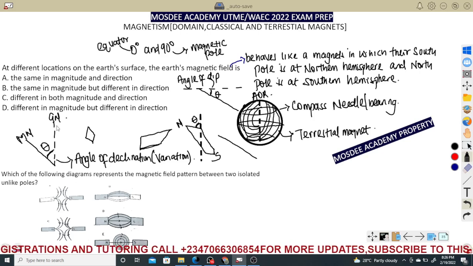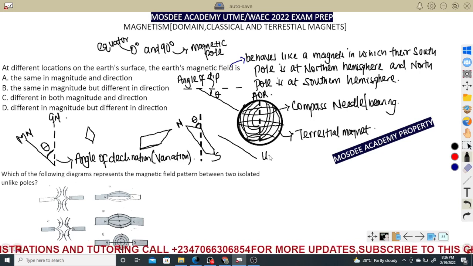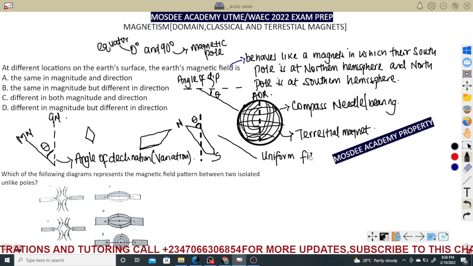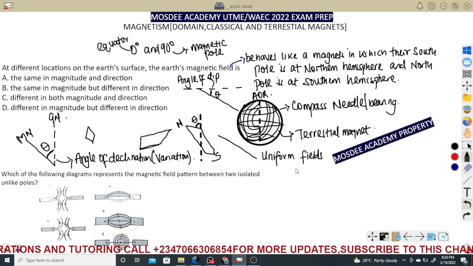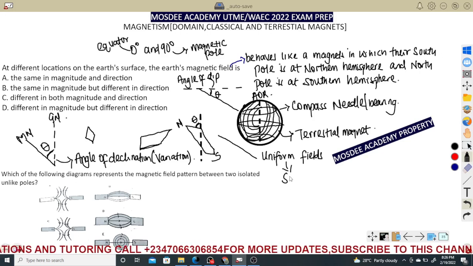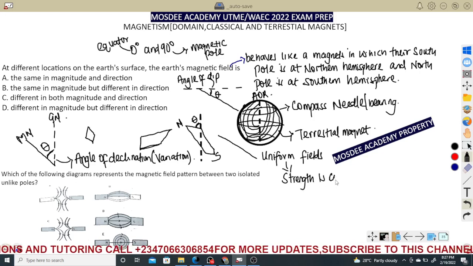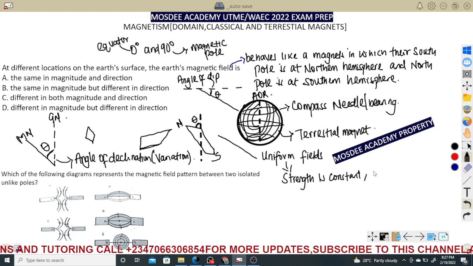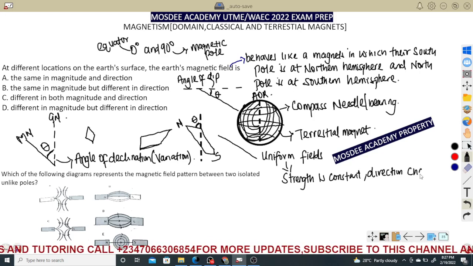And because of that, at different places on the Earth's surface, their field is always uniform. So a terrestrial magnet produces a uniform field. I hope you are following, in which their strength, when you say strength, you know what strength means? Strength is constant. That is the magnitude. Strength is constant. That's an important point. But direction changes from one place to another.